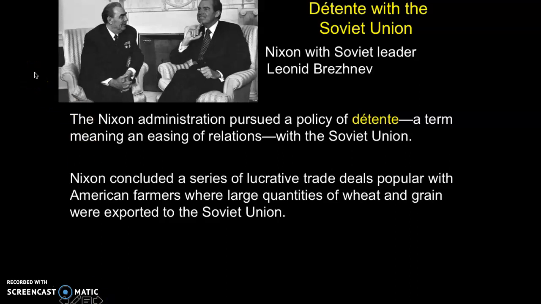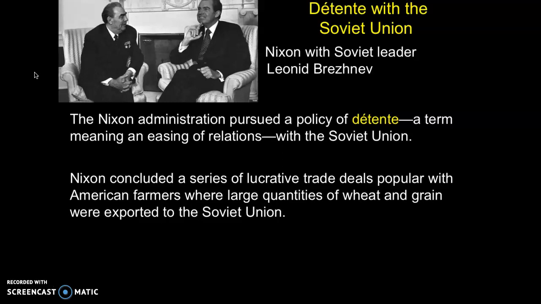Two major initiatives that Nixon pursued that I want to talk about. One, détente, this French term meaning an easing of relations with the Soviet Union. And you see Nixon in this photograph with Soviet leader Leonid Brezhnev. This was a very popular policy in both the United States and the Soviet Union. It included just a general effort to improve communications, relationship.